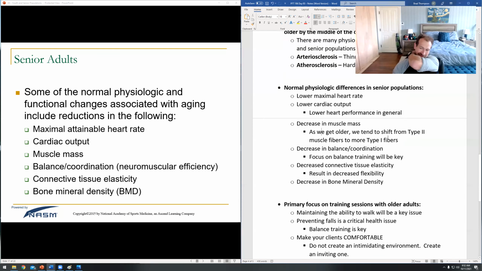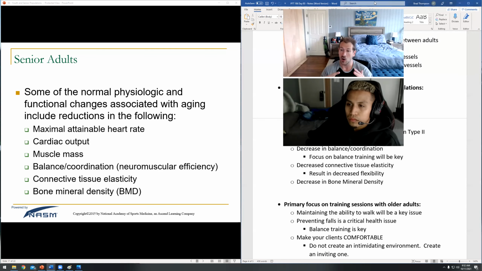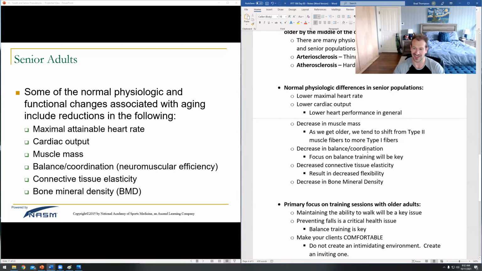As we get older, we have a lower max heart rate, which is going to translate to a lower cardiac output. We're also going to see a decrease in muscle mass. As we get older, we tend to shift from type 2 muscle fibers to type 1 muscle fibers. So we start to have a little bit lower muscle mass, which means, ironically, and this is the reason the youth and the senior are paired together in today's lesson, we start to put the emphasis back on high repetition. We start to do the lower intensity, high repetition stuff.